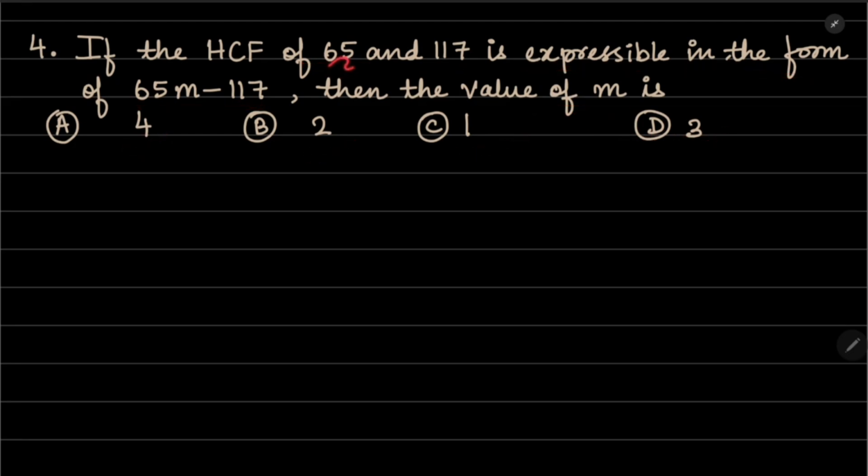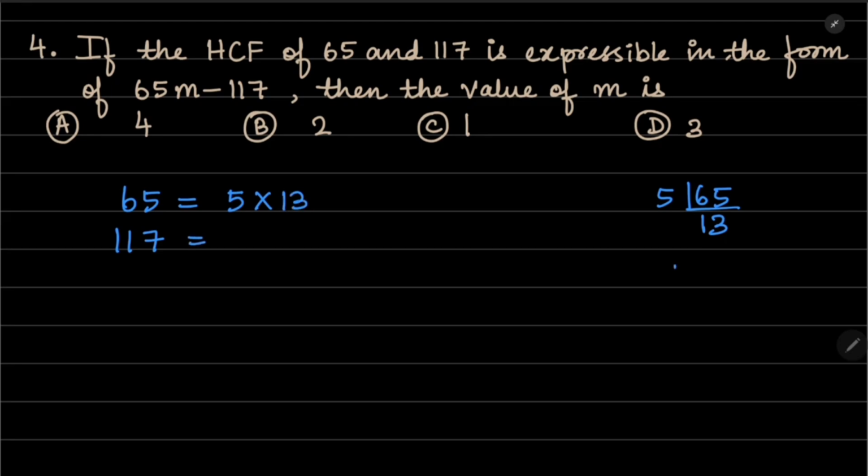Now first of all, let us find what is the HCF of 65 and 117 by doing prime factorization. You have to find the prime factorization of 65 and 117. So for 65, let's begin with 5. 5 ones are 5, 5 threes are 15, and 13 is an odd number. So the prime factorization of 65 is 5 multiplied by 13.